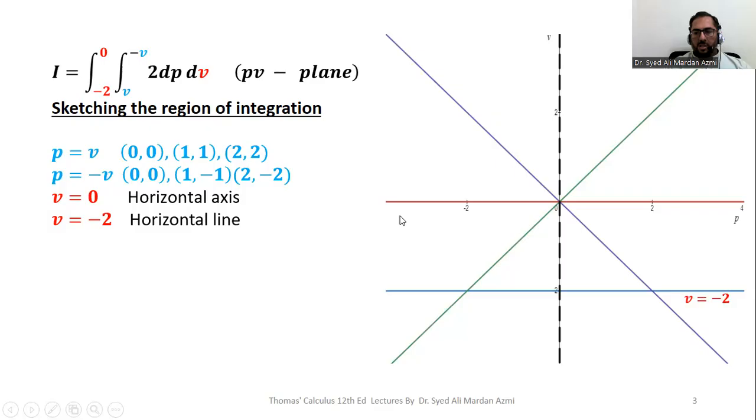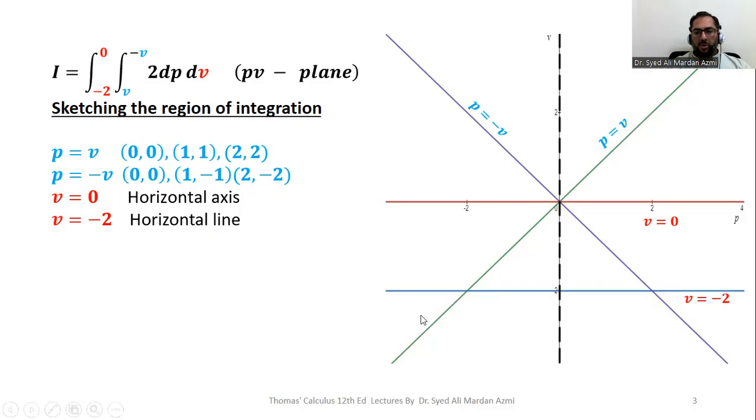In this diagram, you can see that we have this horizontal line v equal to minus 2, and this red line, which is our horizontal axis, the p axis, as v equal to 0. This line is p equal to v. It passes through the points 0, 0, 1, 1, 2, 2. And the last line, this purple line, is p equal to minus v.